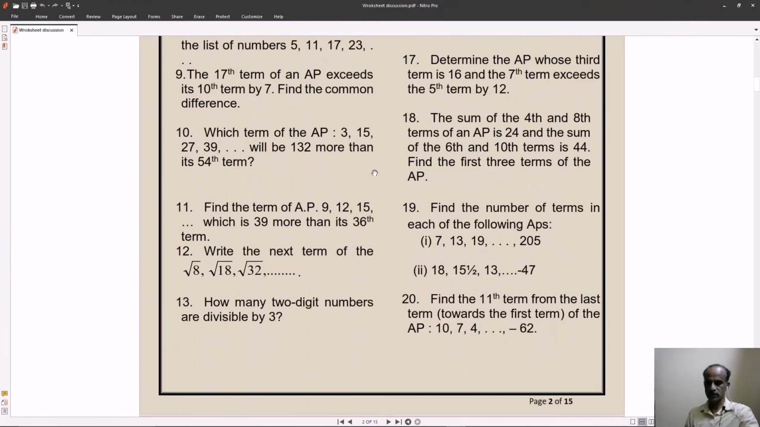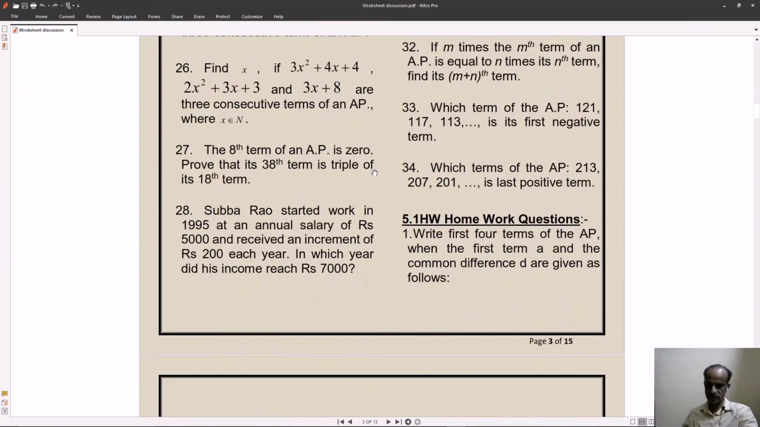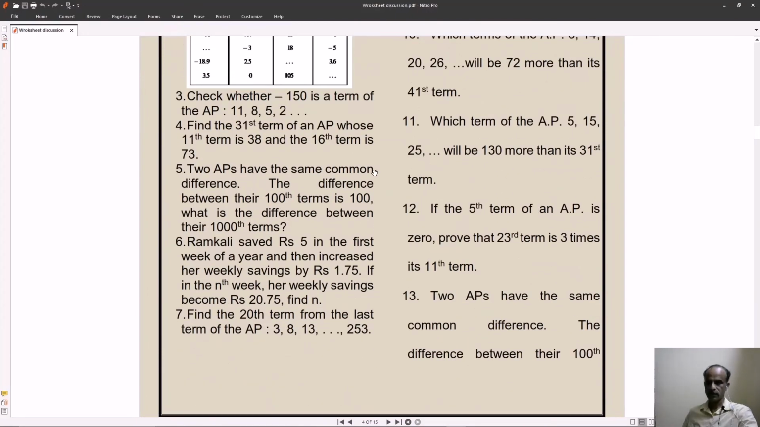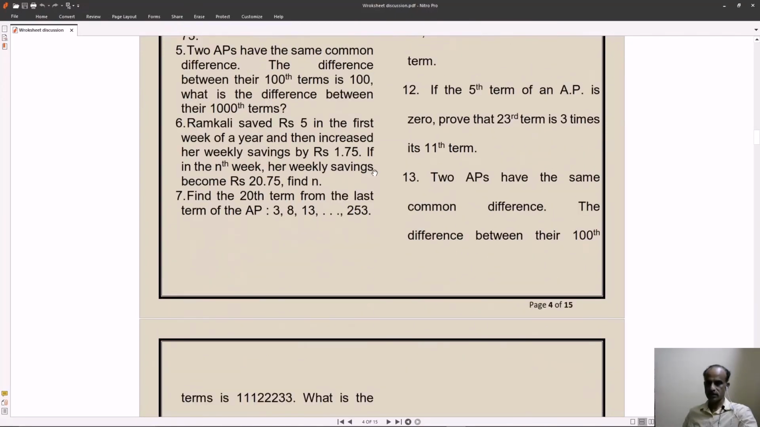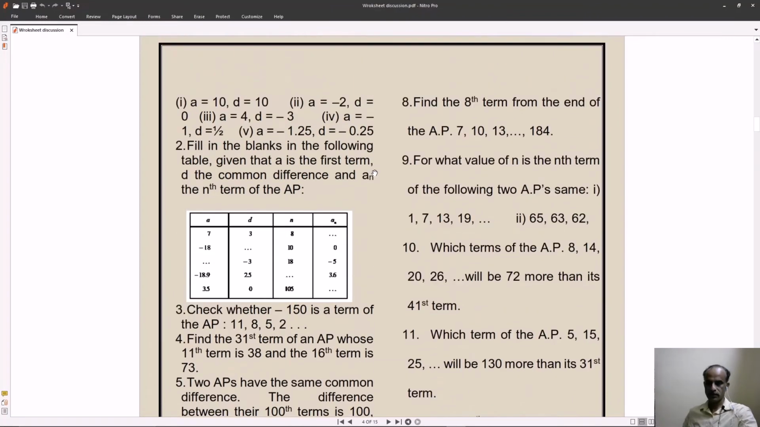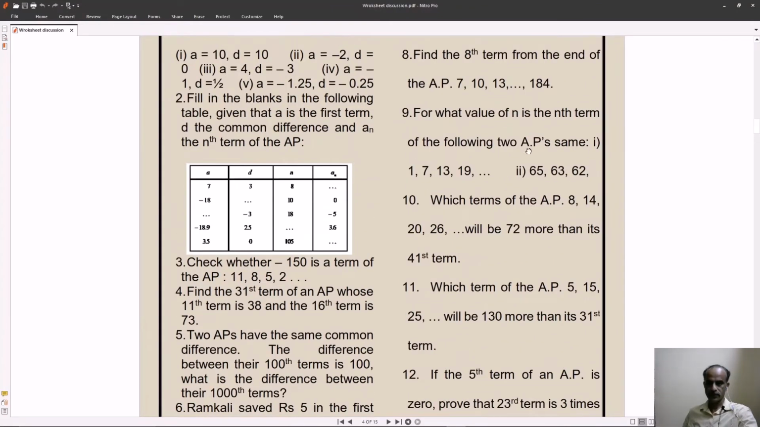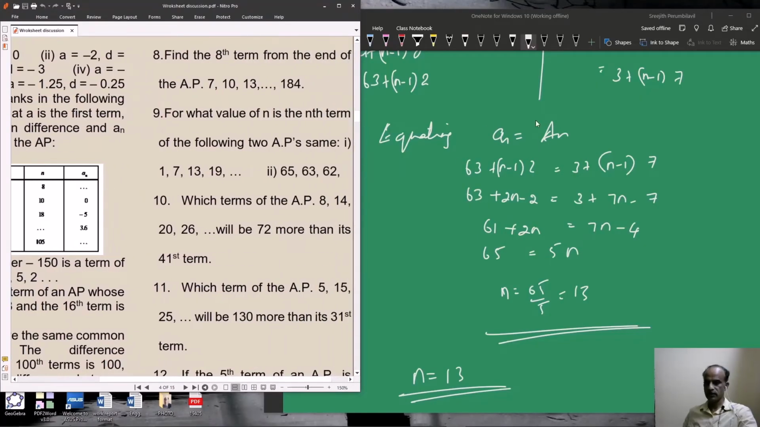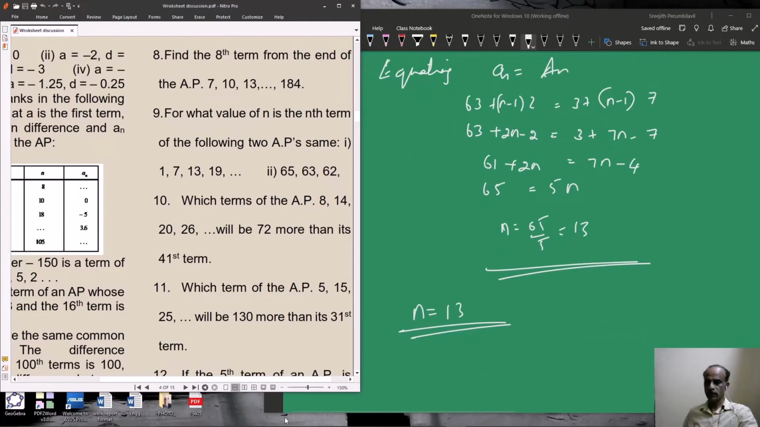Let us see whether in the homework assignment there is such a question. For what value of n? Let us check, two APs should be given. Here it is. Question number 9 of the assignment: for what value of n are the nth terms equal? It's a repetition question.